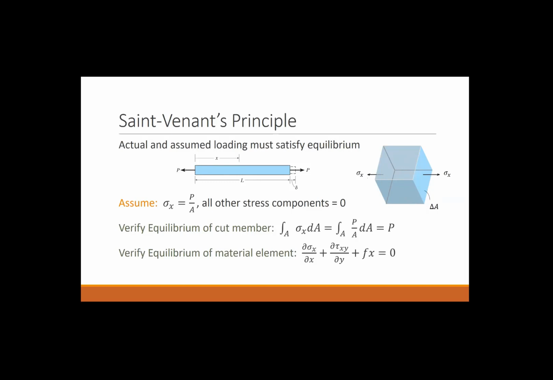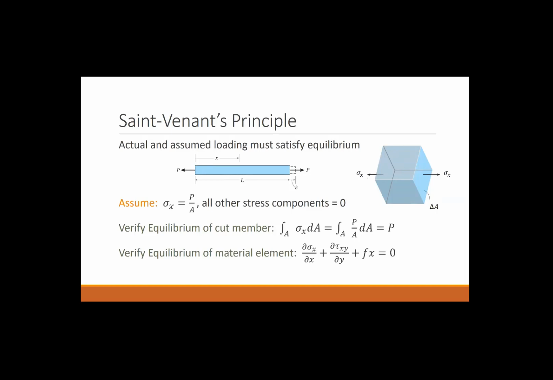So I'm assuming this stress state, and then I'm going to show that it satisfies equilibrium. And if it satisfies equilibrium, it's a plausible answer to what the stresses could be. I can show that one of two ways. I can do that looking at the member level, so I can verify the equilibrium of the cut member.